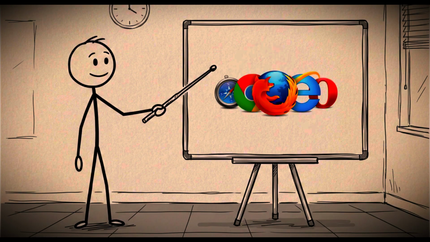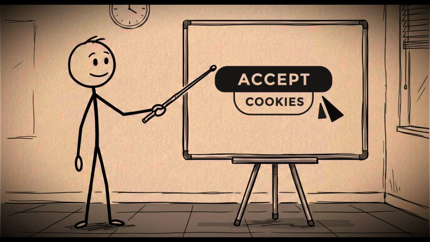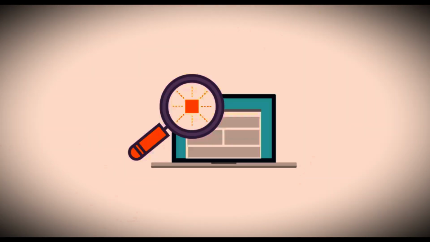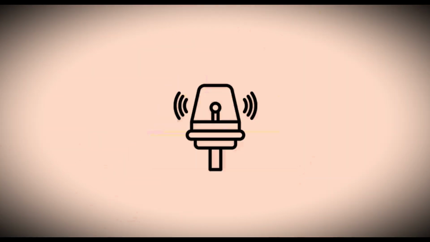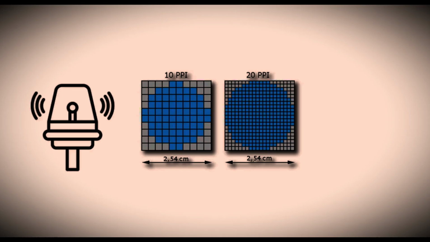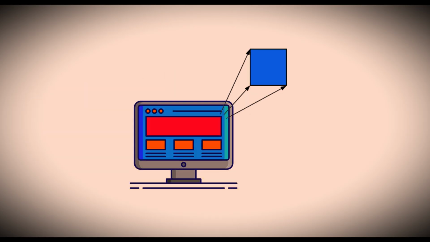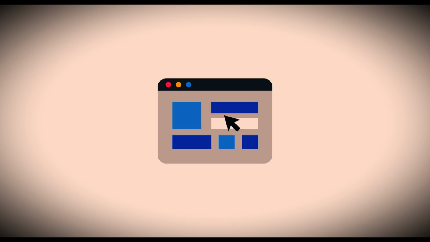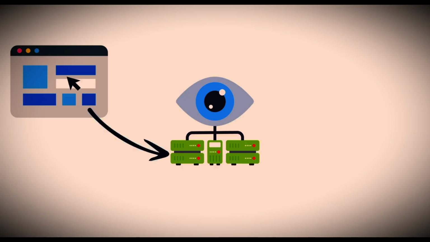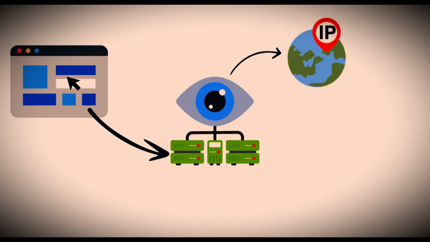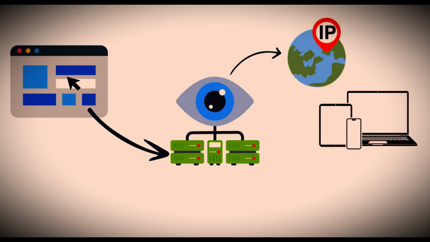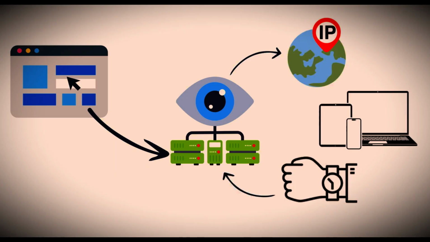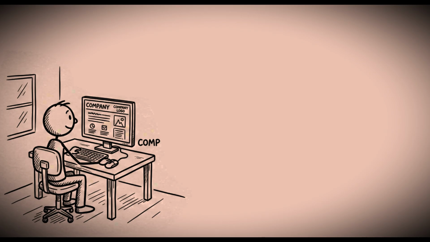Tracking pixels. Tracking pixels, also known as web beacons, are tiny, invisible images embedded inside websites or emails. They are often just 1 pixel in size, so you cannot see them on the page. But when your browser loads that pixel, it sends a request to a tracking server. That request can contain information such as your IP address, the device you are using, and the time when the page was opened. This allows companies to know when someone visits a web page or opens a marketing email.